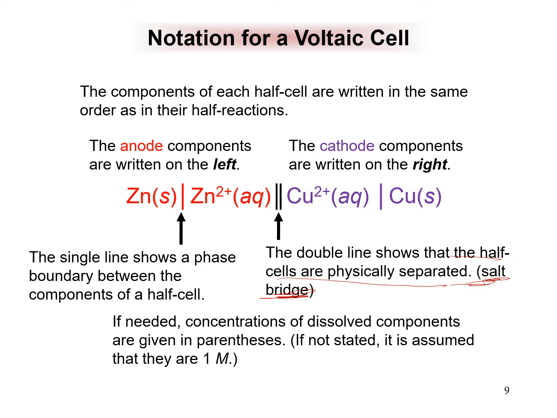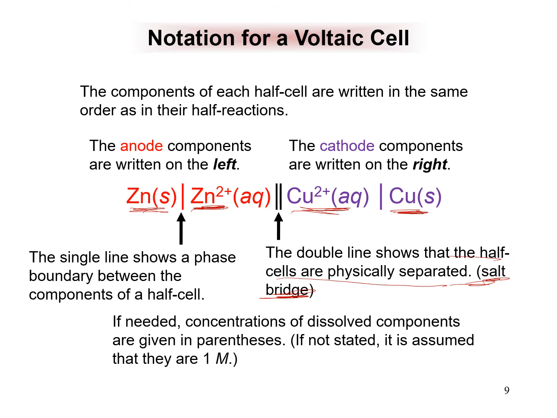What is the reaction that's happening at the anode? Zinc solid is getting converted to zinc 2 plus. So the only thing that you write here is your reactant and product, and you omit the electrons. What happens at the cathode? At the cathode, copper 2 plus was getting converted into copper solid. So that's what we wrote right here.